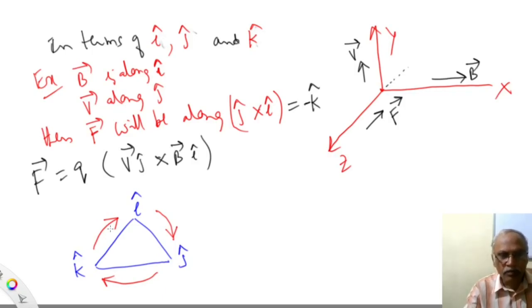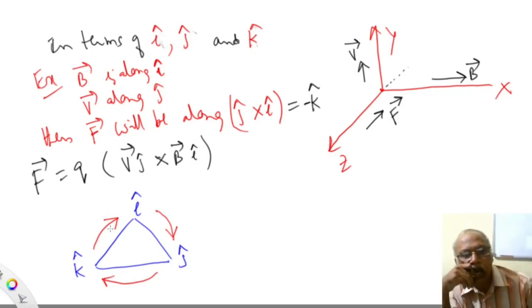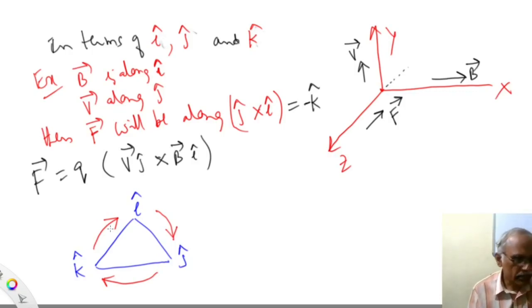If you go in the opposite direction, for example, I cross K, tell me which side it is. It is along the minus Y axis. J cross I is minus K, along the negative Z axis. Is it okay?